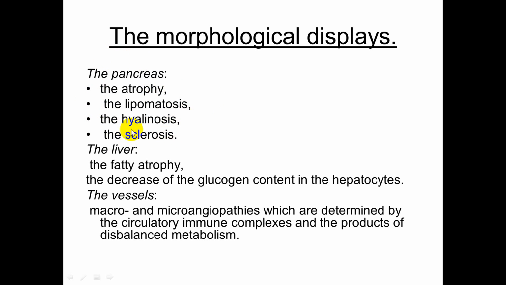Changes in the liver by diabetes mellitus: fatty atrophy, fatty dystrophy, and decrease of glycogen contained in the hepatocytes. Changes in vessels by diabetes mellitus. Very important complication of this disease. Also, macro- and microangiopathy, which are determined by circulating immune complexes and the products of disbalanced metabolism.